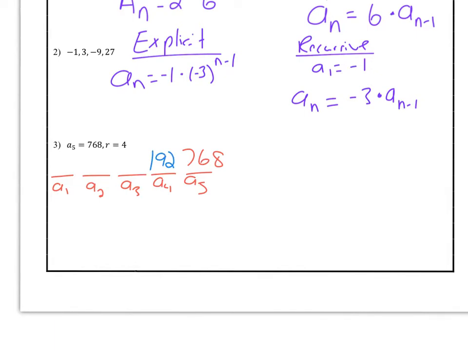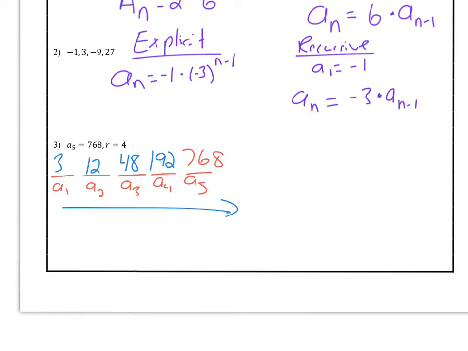Divide that by 4, and you get 48. Divide that by 4, you get 12. Divide that by 4, and you get 3. Now you can check it. 3 times 4 is 12, times 4 is 48, 48 times 4 is 192, 192 times 4 is 768, and life is good. Okay.